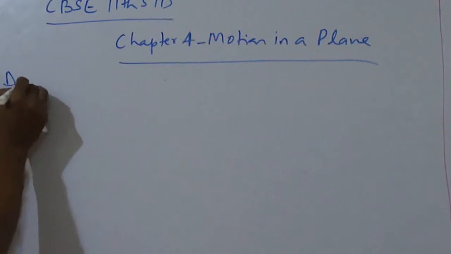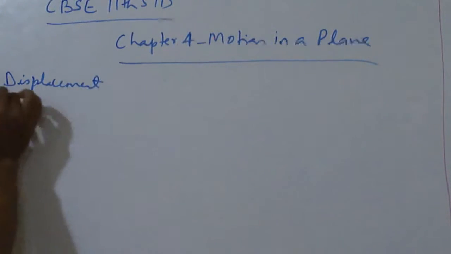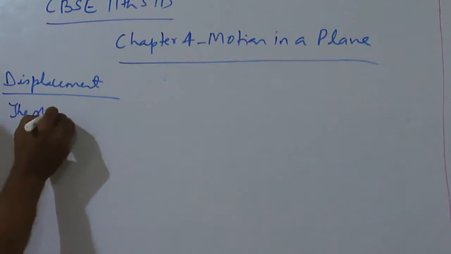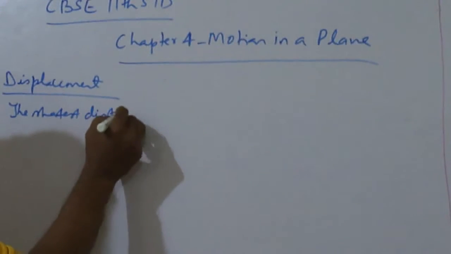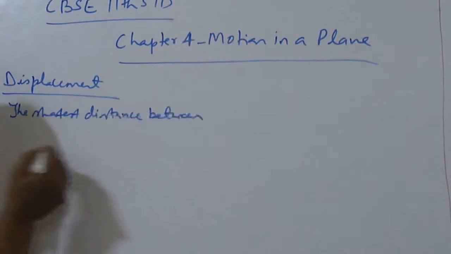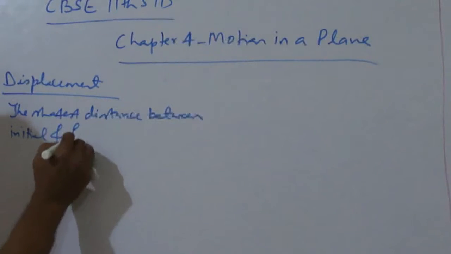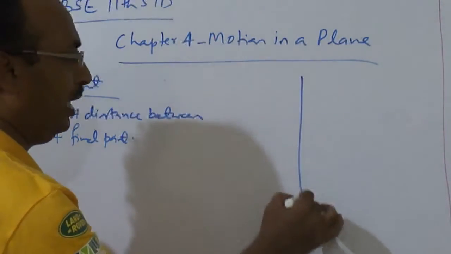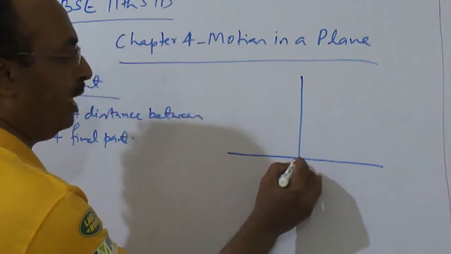Now we will go for displacement vector. Displacement we already studied. What is called displacement? The shortest distance traveled between two points. And what are those two points? Between the initial point and the final point. Very good. So displacement is the shortest distance between the initial and final point. Correct?